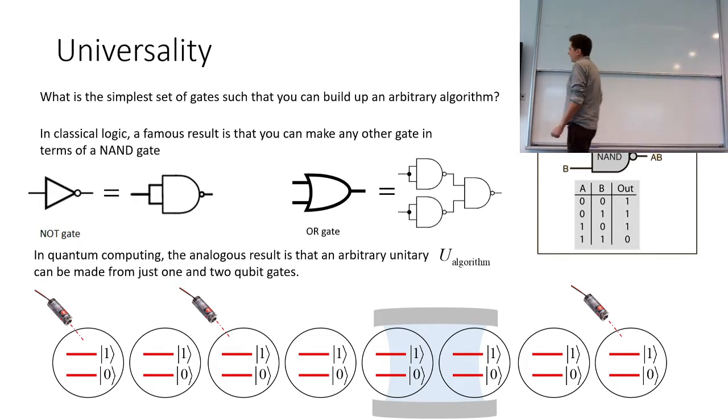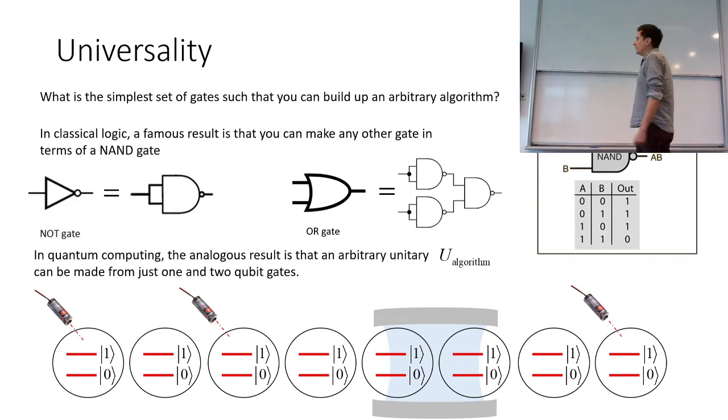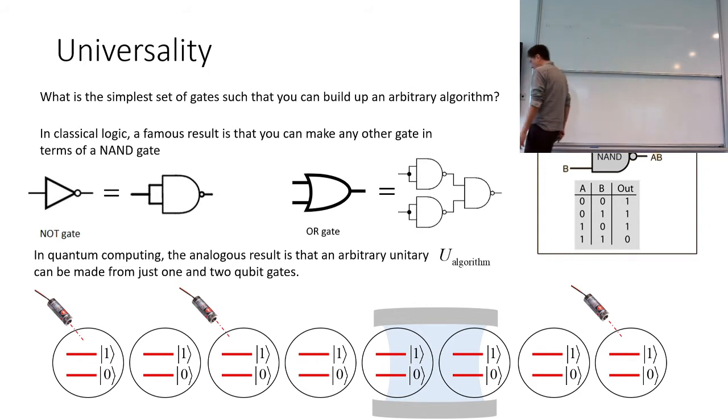So what is the analogous result for quantum computers? It turns out you need 2 gates for quantum computers because the rules are a little bit different. I won't really go into why, or prove it, but you can make any algorithm by combining 1 and 2 qubit gates.